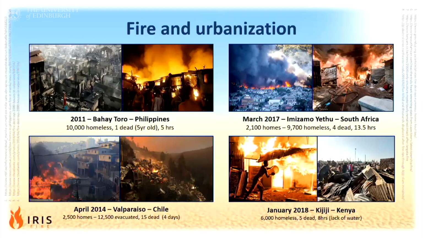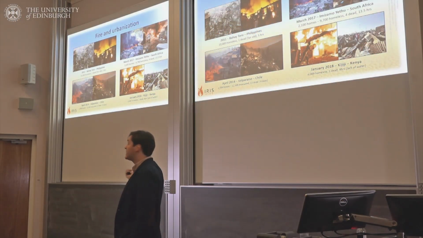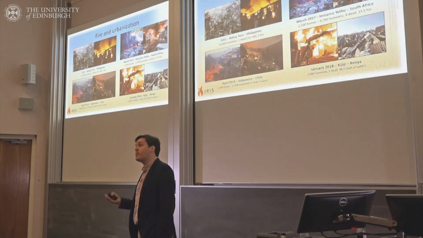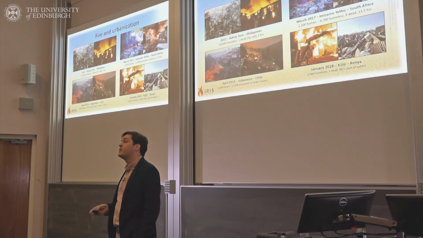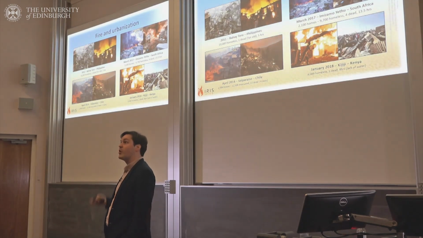And then in January 2018, we've got this fire in Kijiji in Kenya, where we have 6,000 people made homeless and 5 people died, and it lasted for 8 hours. The big takeaway from this fire is that they had a lack of water. There wasn't enough pressure within all the pipe works because of the dry season to actually put out the fire. So when it comes to things like global warming, this problem is going to start exacerbating in our settlements, which are going to be growing as well.